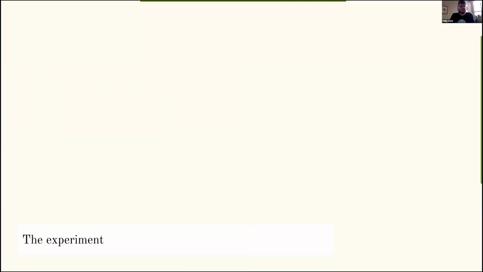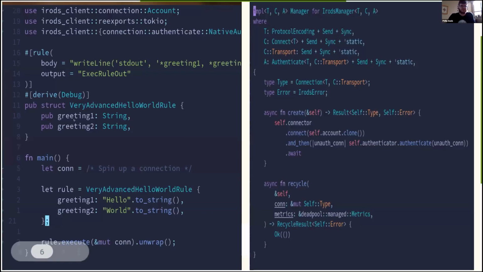In any case, on the left, you see an example of what I meant by writing your rules in Rust. This thing here is called an attribute macro. In the body parameter, you give it the body of your rule. These, I guess you could call them star strings, star substrings, correspond to these parameters here.